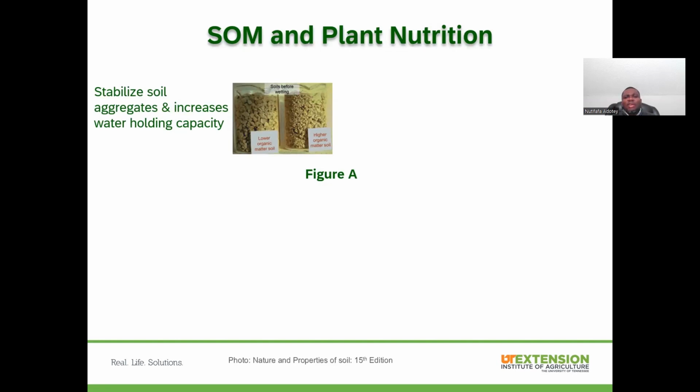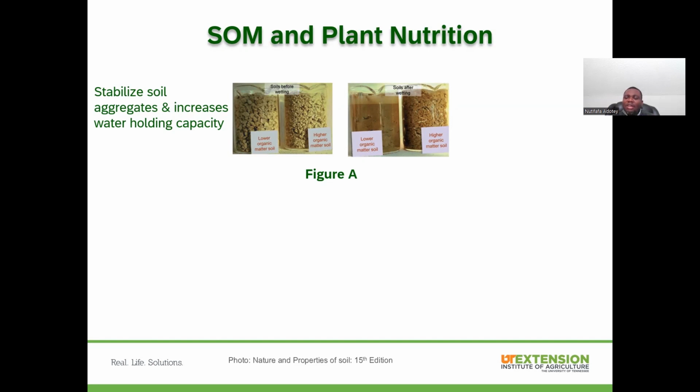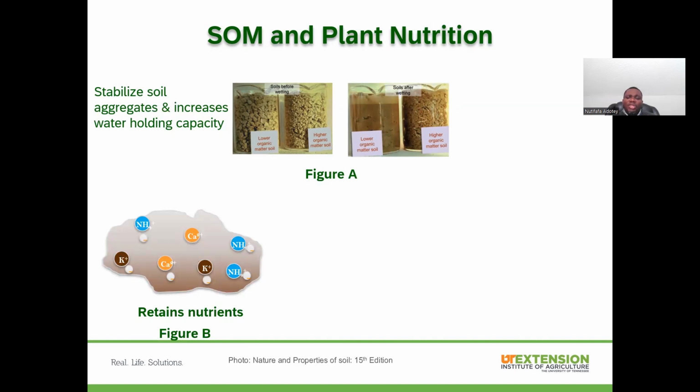Soil organic matter plays a lot of important roles, and one of them is that it stabilizes soil aggregates and increases water holding capacity. In the picture you see here, the soil in the beaker on the left has very low soil organic matter content compared to the soil on the right with very high soil organic matter content. When the same amount of water was added, the soil with the low organic matter content literally collapsed. But the soil with high organic matter content held to its former structure. That is as a result of the soil organic matter.